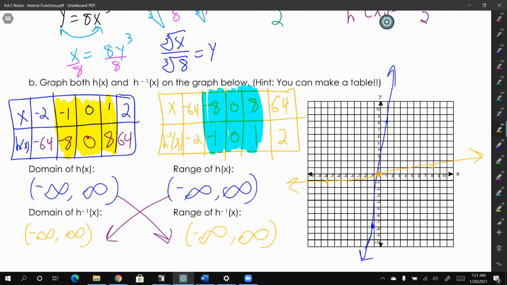So the big idea with inverses is that you're switching x and y. And when you switch x and y, there's a lot of things that become easier, like finding the domain and range of our inverse becomes easier, and calculating the inverse by switching x and y and then solving for y. So that is our big idea here, we're just switching x and y.